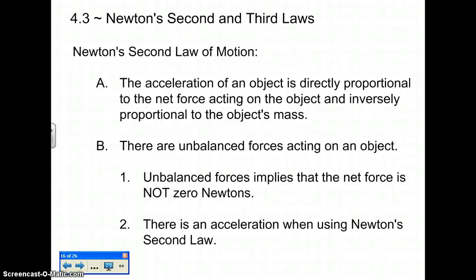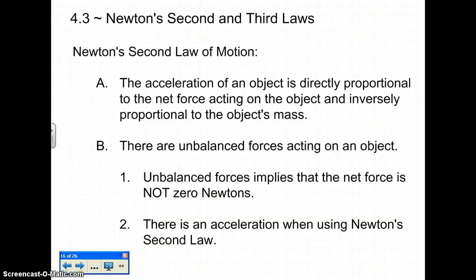This video will be on Newton's second and third laws. It's a continuation of chapter 4 on forces, and we'll be looking at sample problem C. So you'll be doing practice problem C after finishing this video. So what this video, once again, is going to concentrate on is first off Newton's second law of motion.